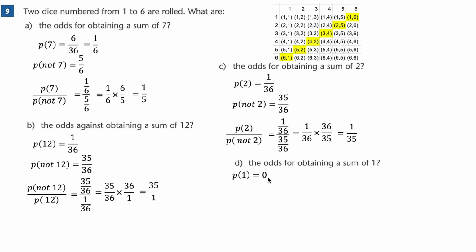The probability of getting a 1 is 0. The probability of not getting a 1 is guaranteed, so it's 1. You have probability of 0 divided by the probability of not 1, which is 1, giving 0 to 1 odds. So the odds are 0 to 1 of obtaining a sum of 1. Or the odds are 0.